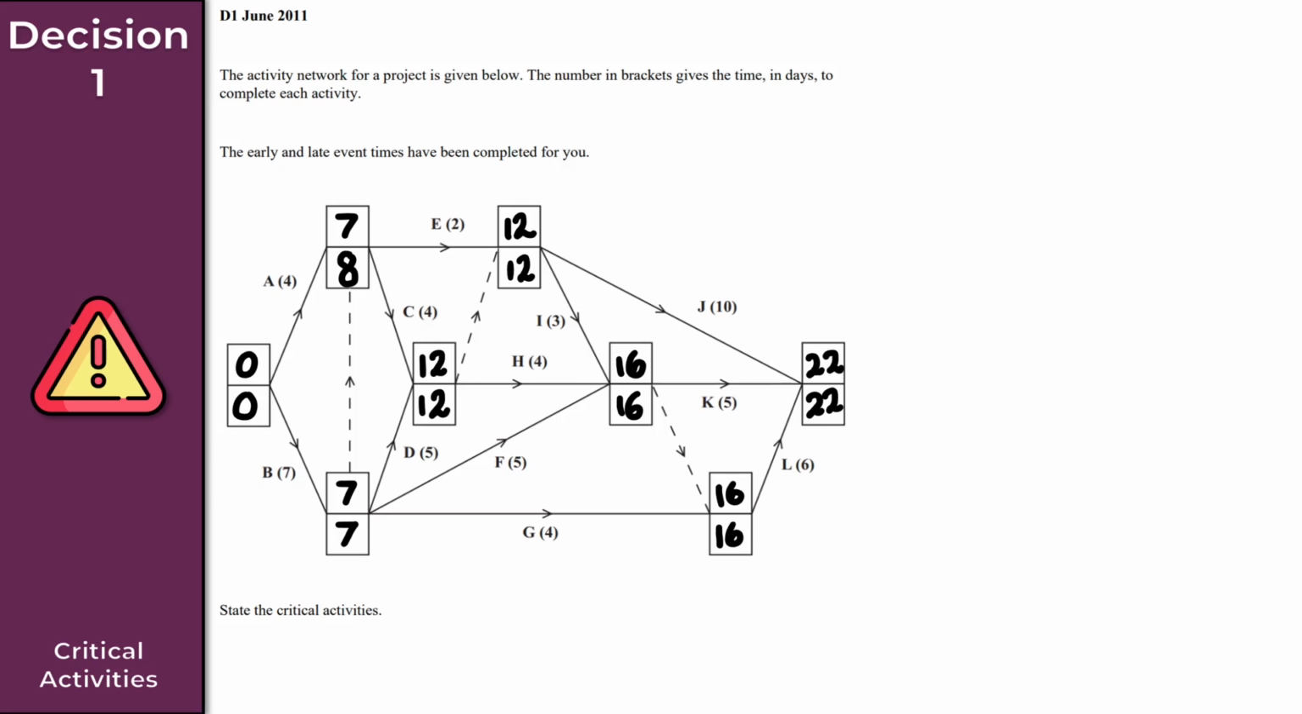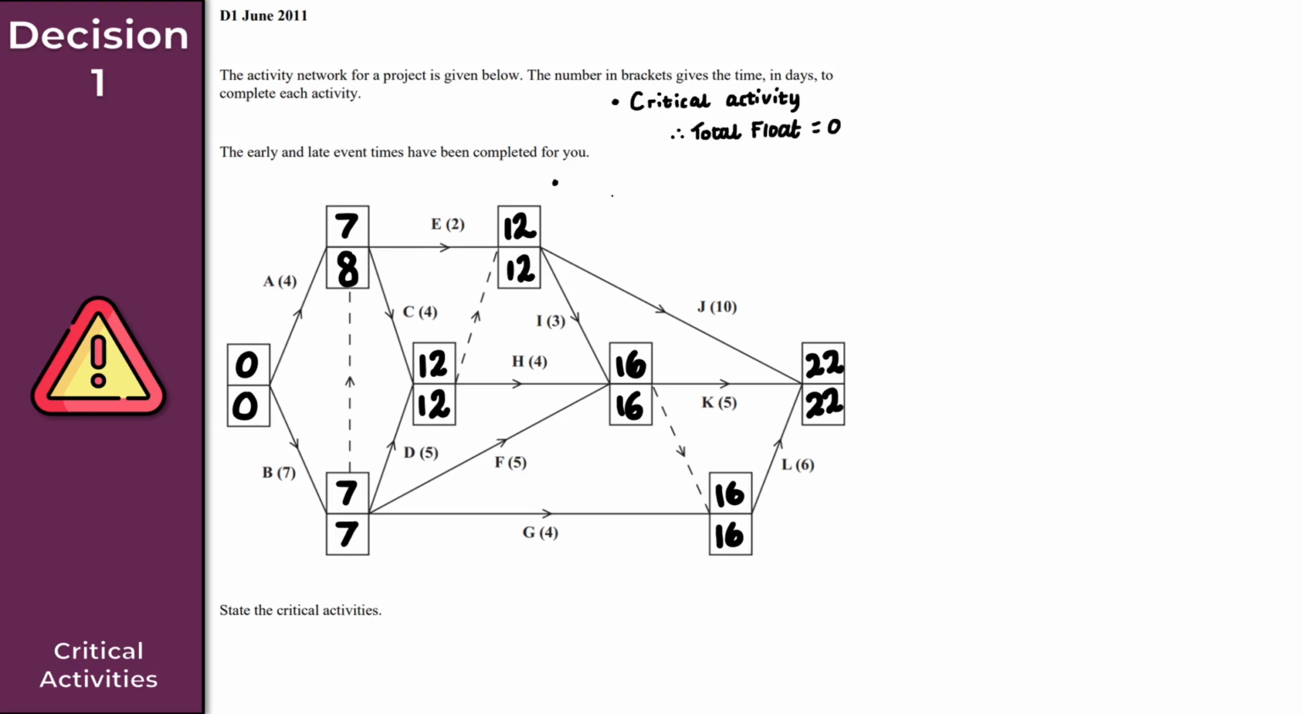Like I said, all I want to do here is find the total float of each individual activity. Let me quickly make two points before I do anything else. Like we said before, if we have a critical activity, then the total float is equal to 0.